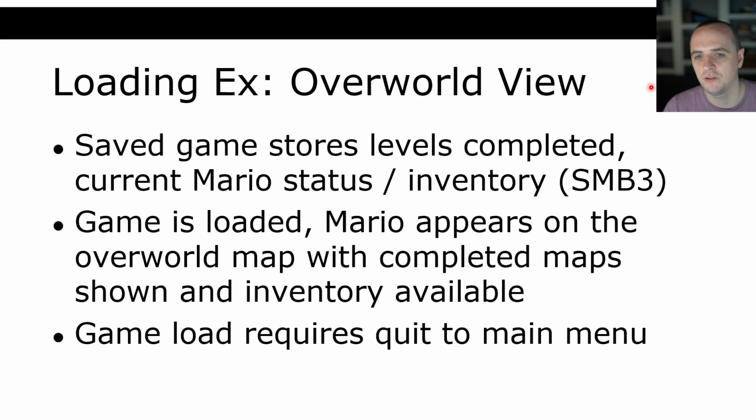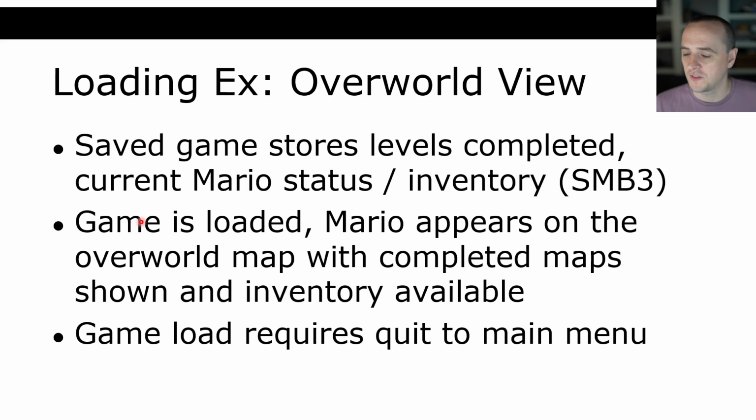So here's an example using the overworld map. For example, in Super Mario Bros. 3, the saved game is going to store all the levels you've completed, Mario's current status, like does he have a fire flower or is he small, etc. The current inventory, like he has 2 warp whistles and a star, for example. That's what you would save for Super Mario Bros. 3.